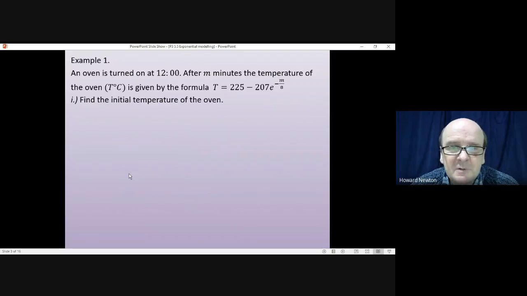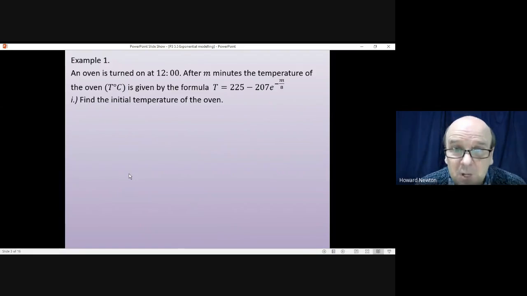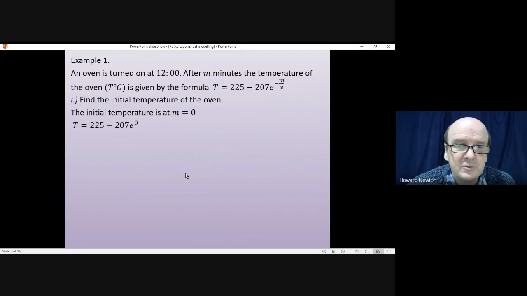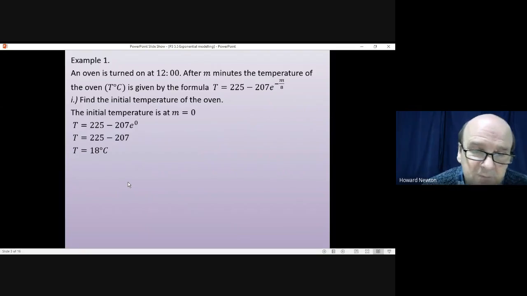So the first thing we're asked to do is find the initial temperature of the oven. And on these types of questions, frequently this is what you're asked to do. Now, the initial temperature is when the number of minutes is equal to 0. So it's when m is equal to 0. We just substitute that into the formula. That gives us T equals 225 minus 207 times e to the power of 0. Anything to the power of 0 is 1. So that is just 225 take away 207, which is 18 degrees centigrade. That's the initial temperature of the oven.